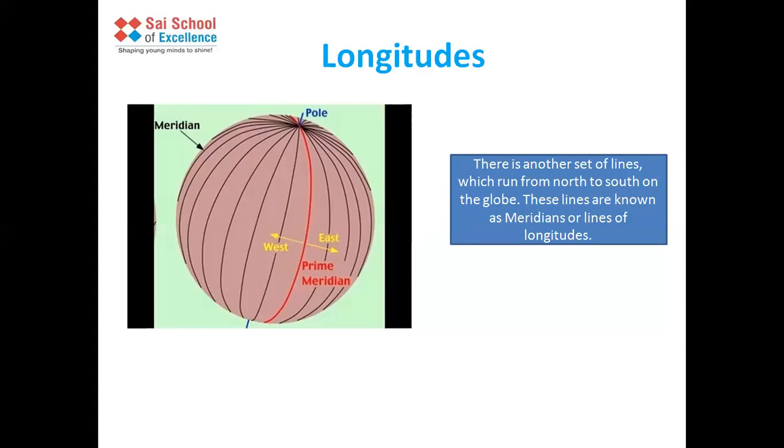Now children, can you see another set of lines on this globe? Yes. So there is another set of lines which run from north to south on the globe. These lines are known as meridians or lines of longitude. These meridians are imaginary lines that run from north to south.